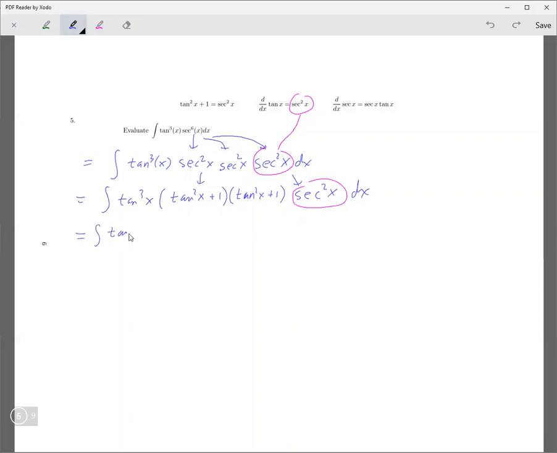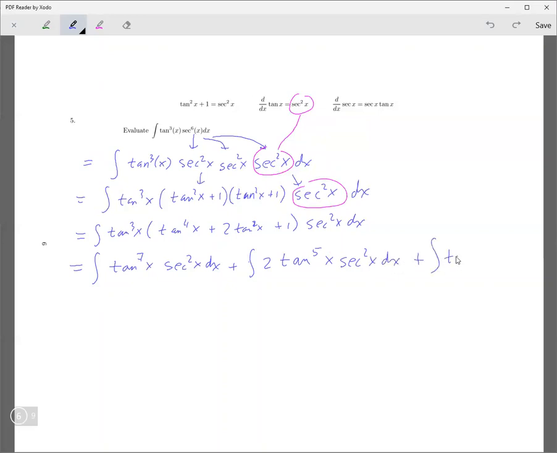Okay, great. So now let me multiply these 2 together. So that's going to be tangent to the 4th of x plus 2 tangent squared x plus 1. And then we'll distribute that in, and we're going to have tangent to the 7th of x secant squared x plus integral of 2 tangent, this is tangent squared, so it's going to be to the 5th. Plus, and then you have tangent cubed.